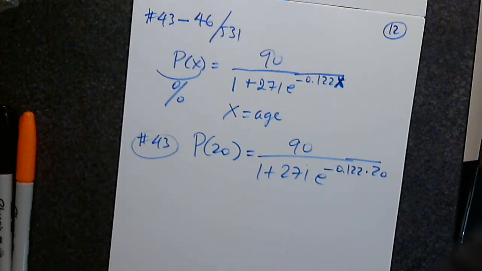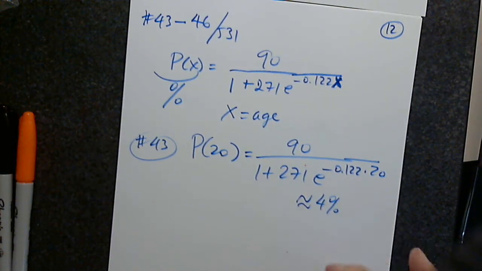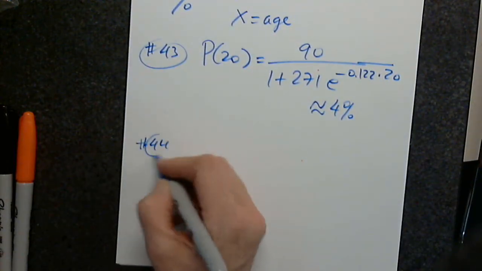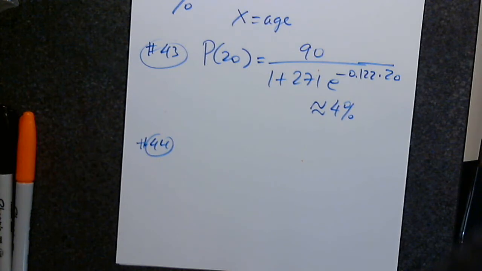What do you think? What would be roughly the percentage of 20-year-olds? Not too big, right? At the age of 20, the 20-year-old population should not have problems with their heart, right? So only apparently roughly 4%. So approximately 4%. It makes sense.